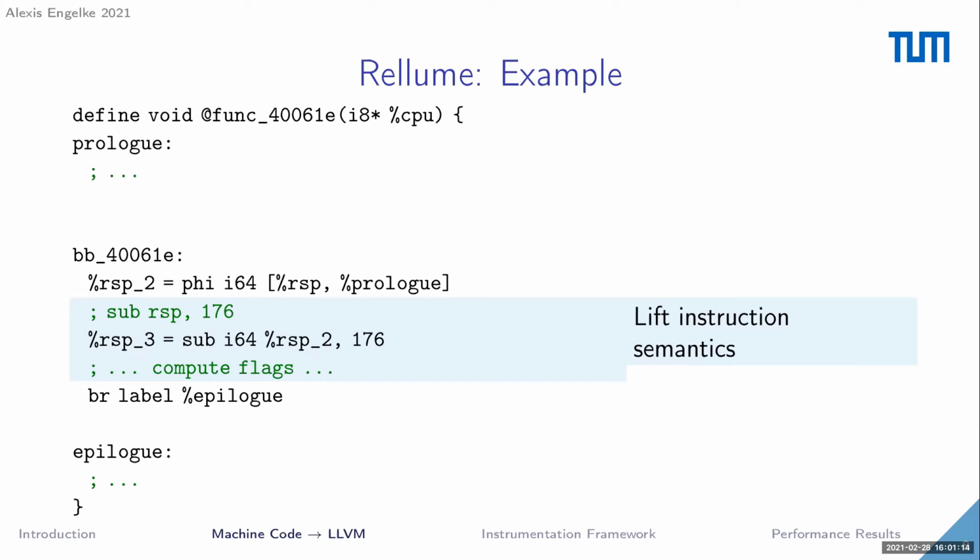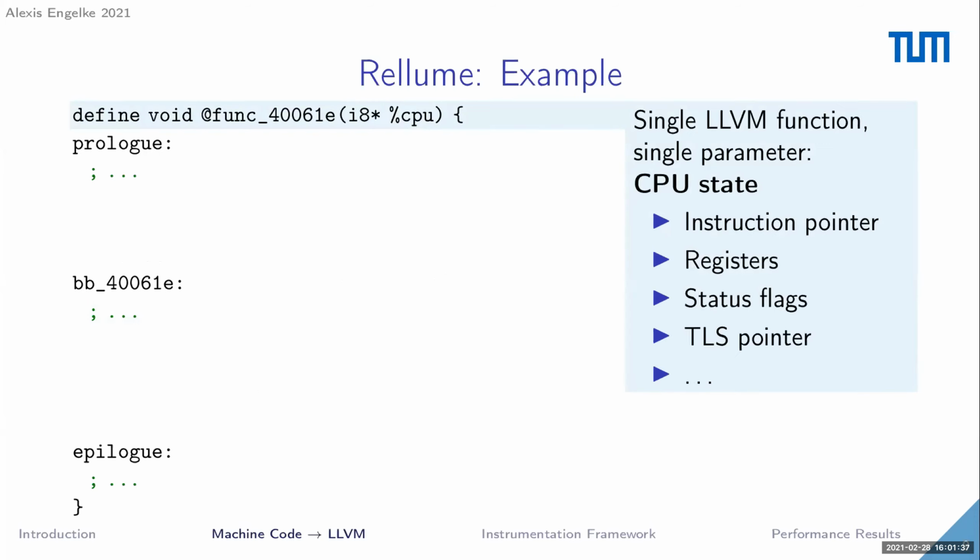What we also can see is that we have a phi node in here, which somehow needs to get filled. And of course we have all this code inside a function, but the function is not a meaningful concept in raw machine code. So how do we map machine code to LLVM functions? Whenever we lift some machine code, we put it into a single LLVM function. And this function takes a single parameter, which is a pointer to the CPU state, which has a few more attributes, which are omitted here for brevity.